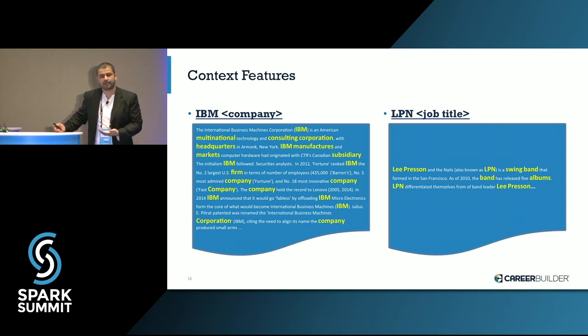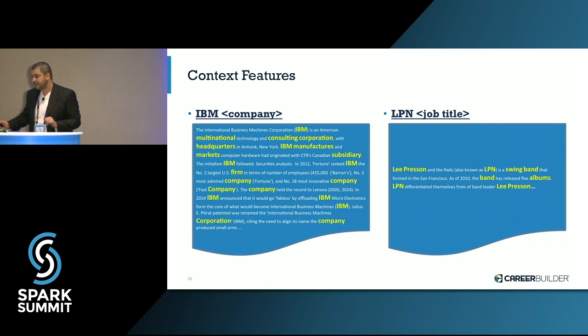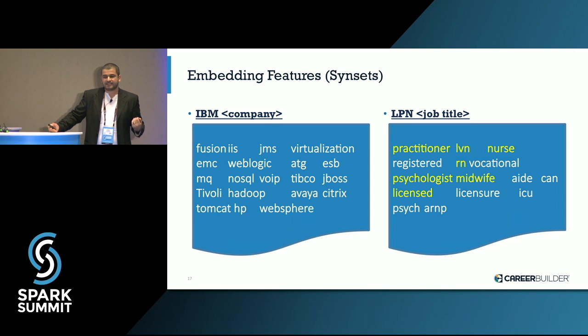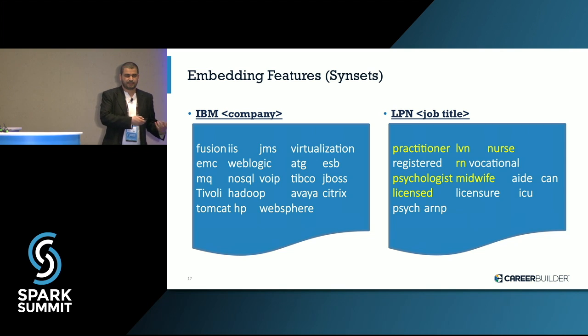But how about LPN, which is a job title, licensed practical nurse? Look at what we got from Wikipedia. It's actually an article related to a person. So that's where it becomes misleading. And if you look at the synsets, which are the synonyms we got from Word2Vec in Spark MLlib, for LPN, when we train it on our job postings, we get the synonyms practitioner, LVN, nurse, registered nurse. So it tells exactly that this is related to a job title.